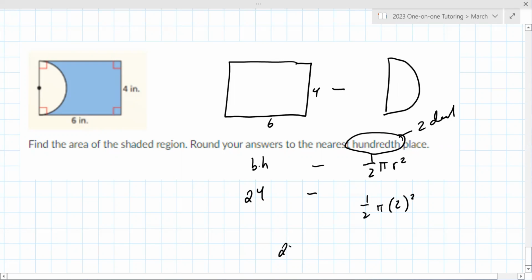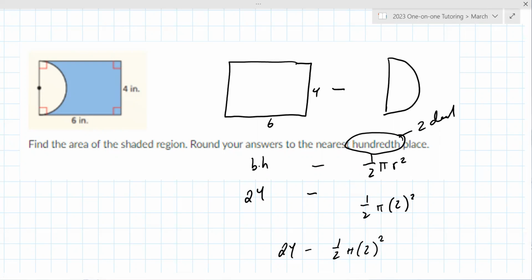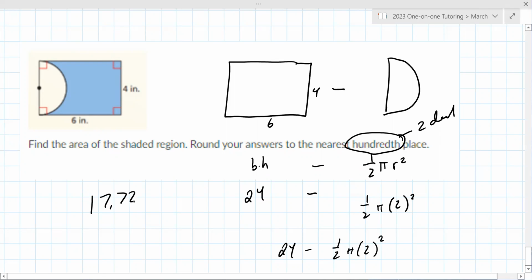So I would put all this in the calculator: 24 minus 1/2 pi times 2 squared, or times 4. And we're going to round to 2 decimal places. Okay, I got 17.17. 7.2. Oh, 7.2. Oh my gosh, yeah, that the 7.16 rounds up to 17.72.